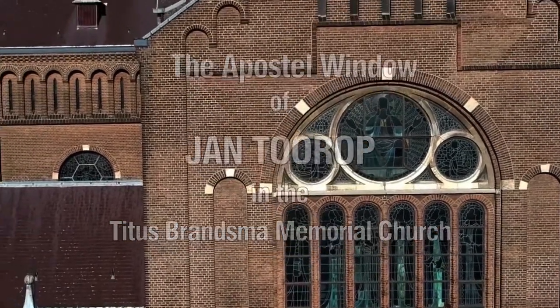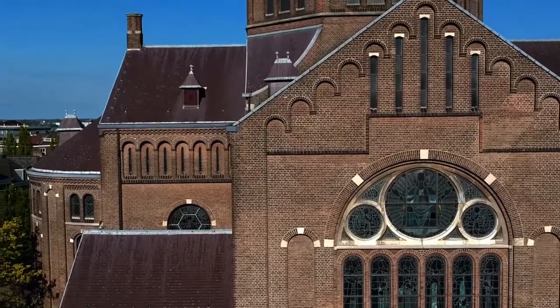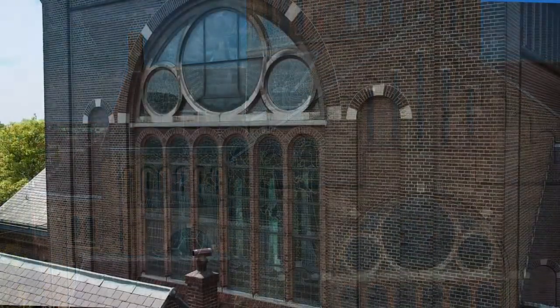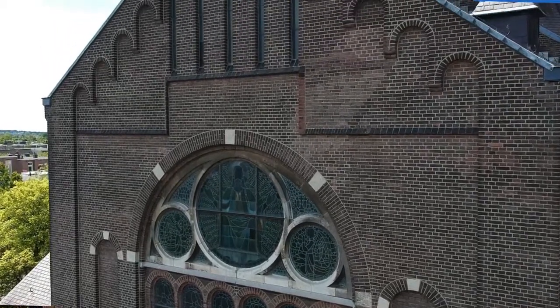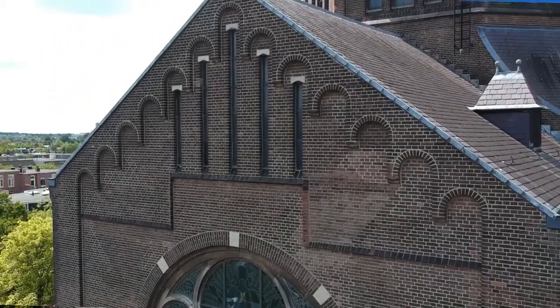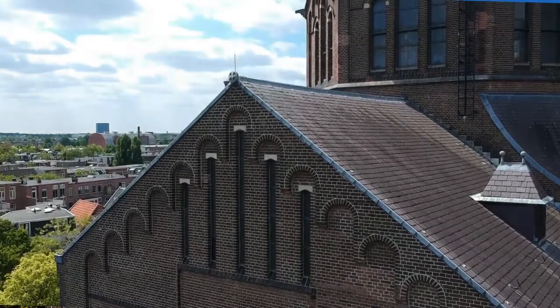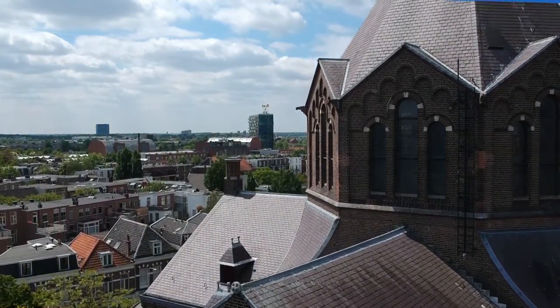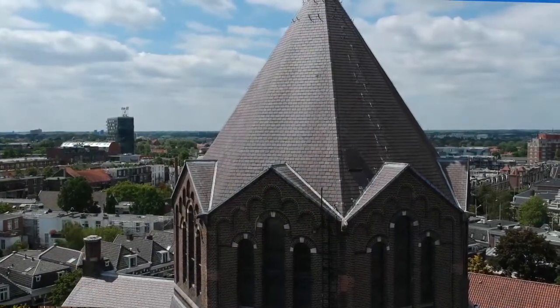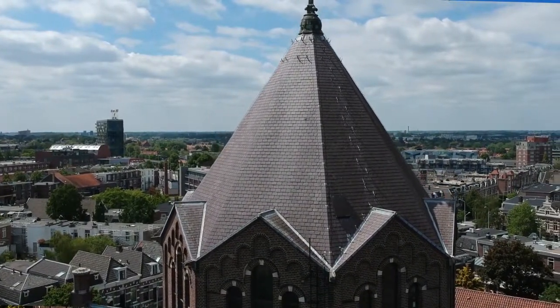In 1911, Jan Toorop got the assignment to make a design for a huge stained glass window in the east transept of Titus Brandsma Memorial Church at the Keizer Karelplein, square of Emperor Charles, in Nijmegen. Before 2004, this used to be called St. Joseph Church.